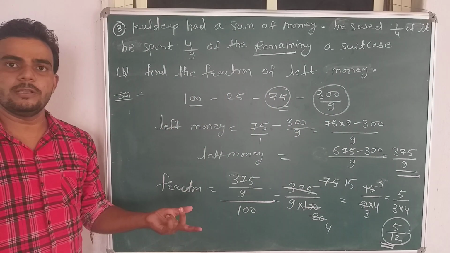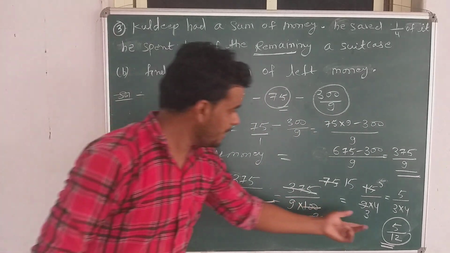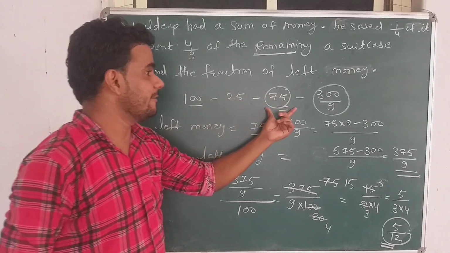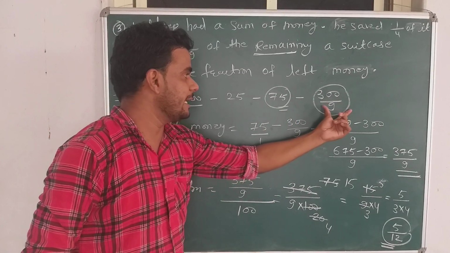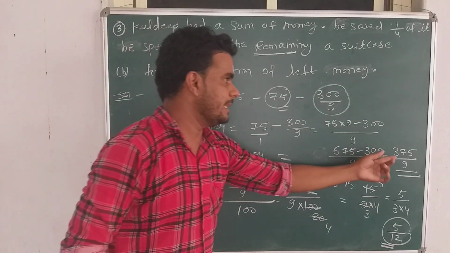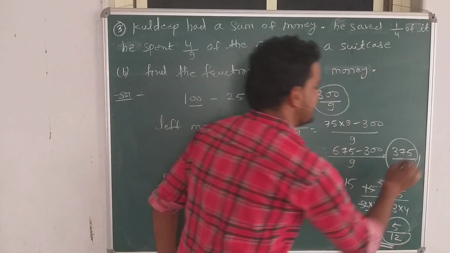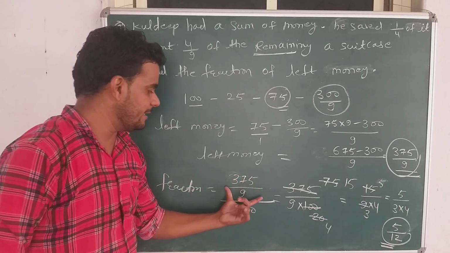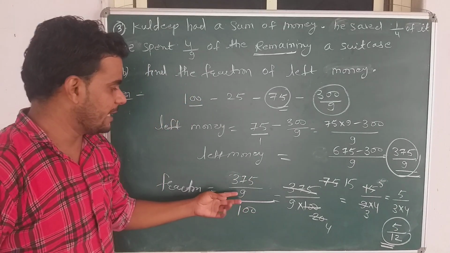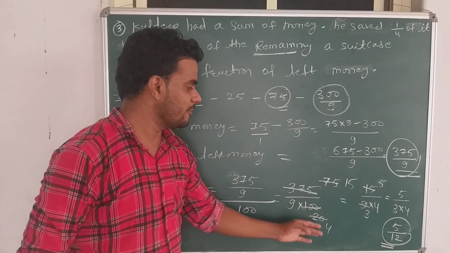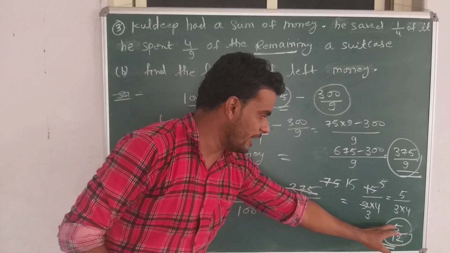Okay, understood? Any doubt? Okay, so first we will find out the left money. Last time Kuldeep had 75. So 75 minus 300 by 9 he spent on the suitcase. Then the remaining money, the left money, is 375 by 9, and we will find out the fraction. So the fraction is 375 by 9 upon 100. So 9 and 100 are both in the denominator, so it will be a multiplication of 9 and 100. Afterwards we will cut, and the last fraction is 5 by 12.